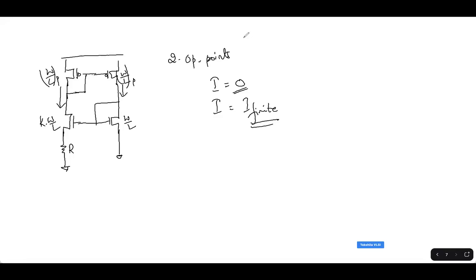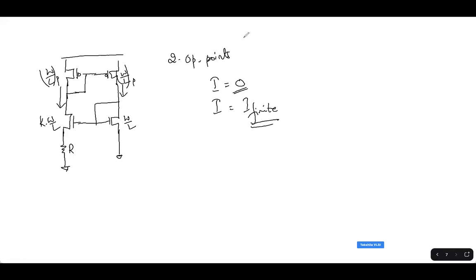really triggering the circuit. Zero operating point is also a valid operating point. If you want to get some current out of this block, this circuit, there should always be a triggering circuit. That triggering circuit is what I'm talking about. Okay, now what is the triggering circuit?